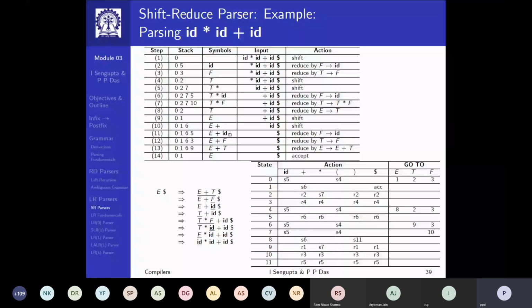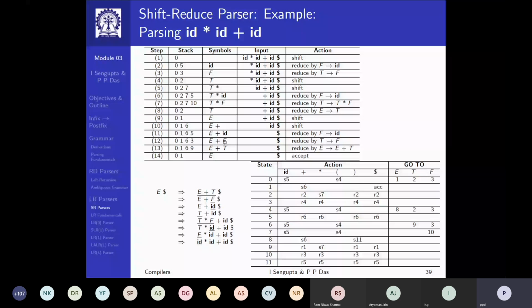5 gets removed, 1 state. 6 is the new exposed state. F is the symbol. So 6F is 3. So this becomes 3. Now you have $3, which is R4, reduction by T producing F. So I'm here, E plus F dollar. Now I'm going to the next one.